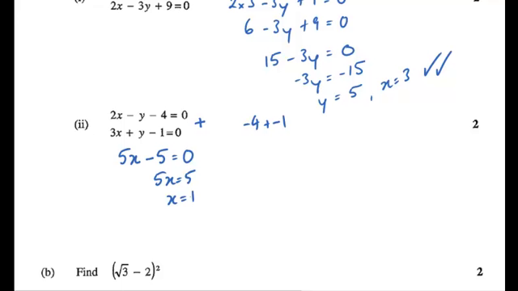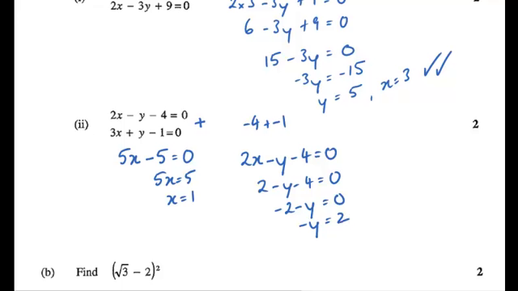You've only half solved it. You've only found x. You must find y as well. So then you substitute that into one of the equations. If I put it into the first one, 2x minus y minus 4 equals 0. Where I see x, I put a 1. So 2 times 1 is 2, minus y minus 4 equals 0. 2 minus 4 is negative 2. Add the 2, and divide by negative 1, so y equals negative 2. So my answer there is x equals 1, y equals negative 2.